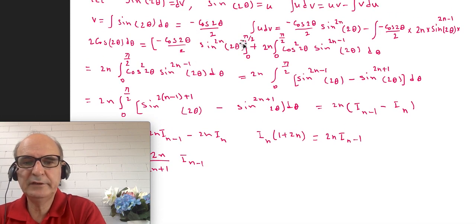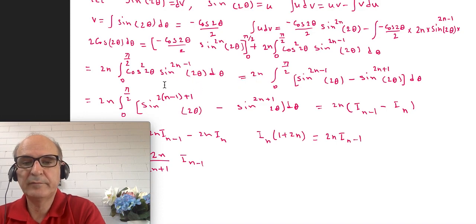This value is going to be 0. The reason for that is when you sub in pi on 2 for theta, 2 theta becomes pi, and sine pi is 0. No matter what the rest is, it is going to be 0. And when you sub in 0 for theta, sine 0 is 0 again. You end up with 0 minus 0, so the whole thing becomes 0. Then this becomes only equal to that part.